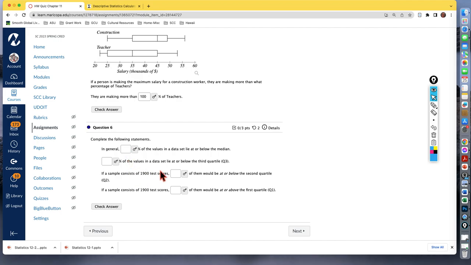Blank percent of the values of the data set lie at or below the third quartile. 75. Think of 3/4, 75 cents, right? It's basically the property of 25.